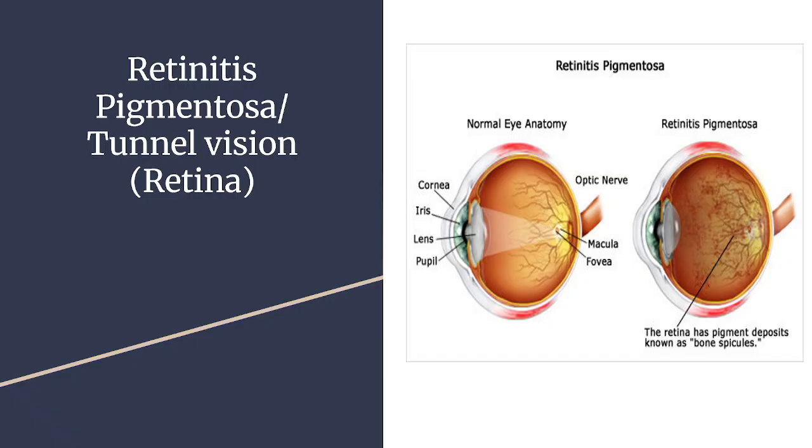Sometimes the disease is genetically dominant, meaning that only one gene needs to come from a parent for a child to have retinitis pigmentosa.